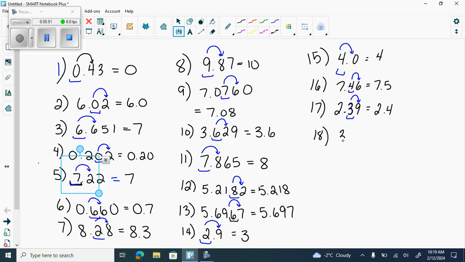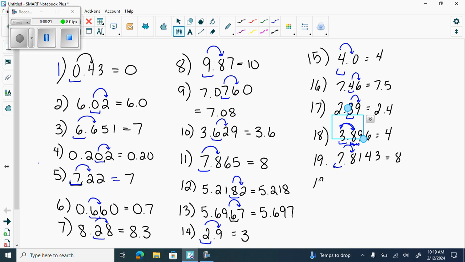18 was 3.896. Wants nearest whole number. So that 8 is 5 or higher, so the 3 becomes a 4, and the rest goes away. 19 is 7.8143, and it says whole number, so I'm here. Look one back. Oh, I just did that. It should have been here. And so the 8 is 5 or higher, so the 7 becomes an 8. And then 20.